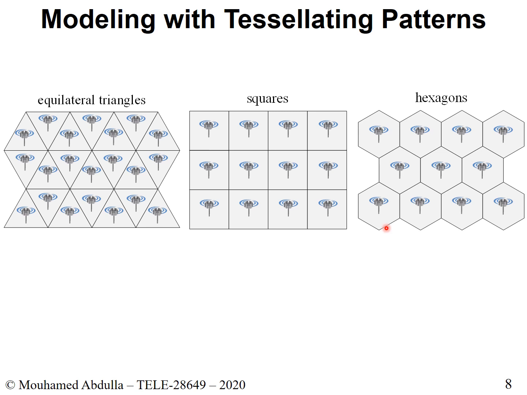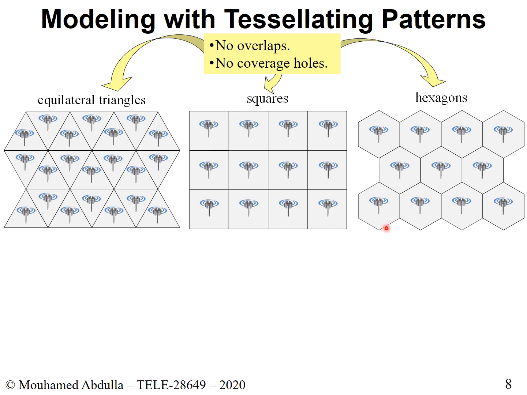Okay. So if you look at all these three different possibilities, for instance, with the triangle cells, there are no overlaps, no coverage holes. With square cells, there are no overlaps, there are no coverage holes. With hexagonal cells, there are no overlaps, there are no coverage holes. Right? So these are the advantages. However, one should be reminded that this does not exist in real life. There is no cell that exists in real life that will have a square shape. There is no cell that exists in real life that will have a triangular shape. There is no cell that exists in real life that will have a hexagonal shape.